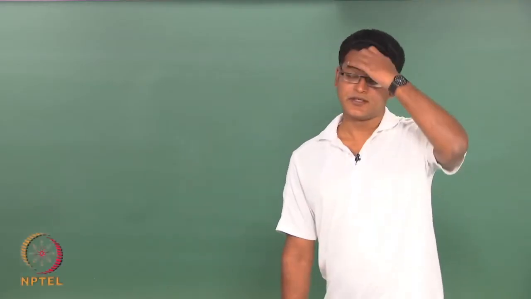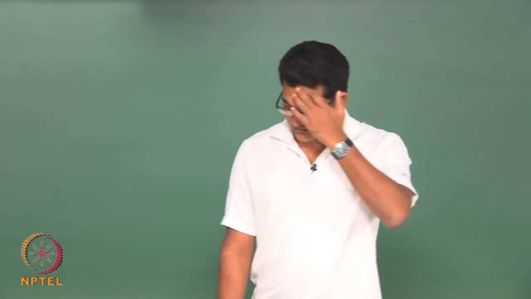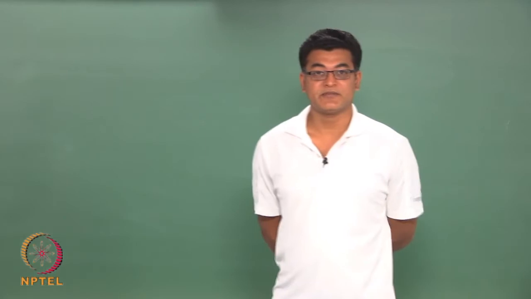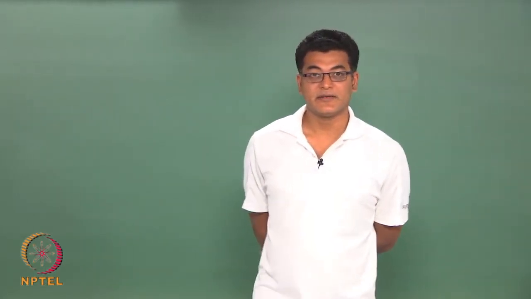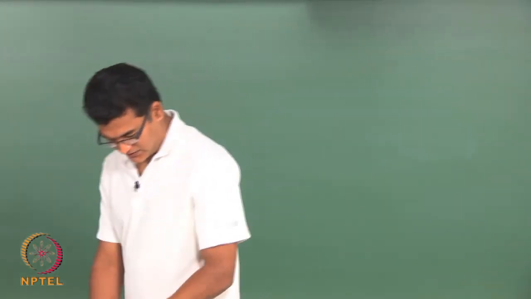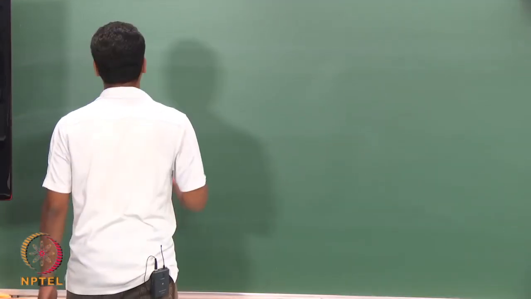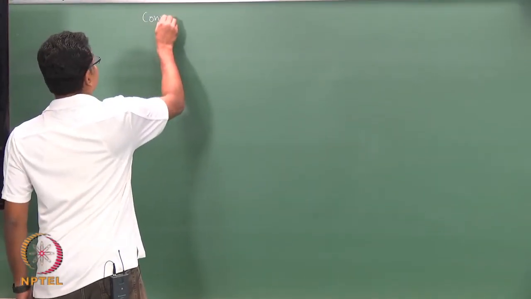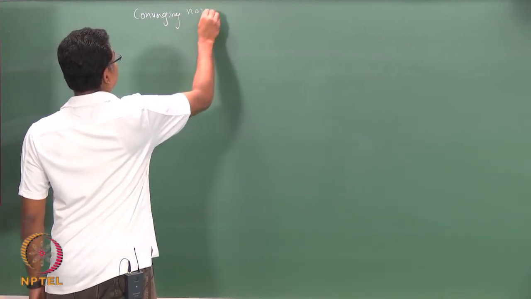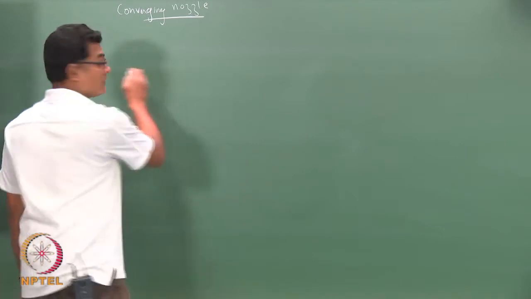Okay, so continuing with the converging nozzle, we are going to discuss choking and the relation of M star with M and other things. So before we start, I will write down the equations for something which we have derived earlier on. Okay, so this is the continuation of whatever we had discussed in the previous class.